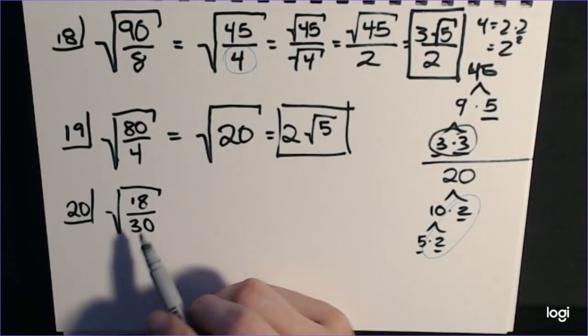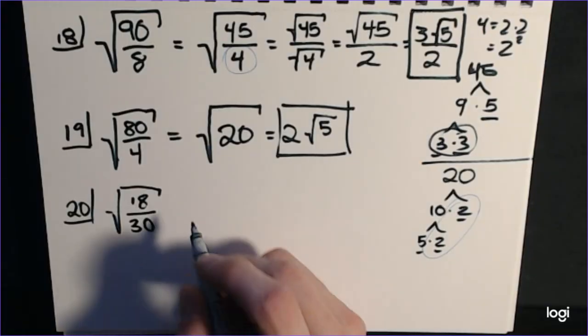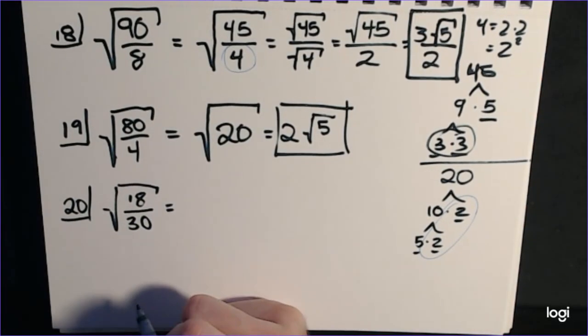So, first thing, do we have any perfect squares? No. They are both even numbers. And they're actually both divisible by 3.